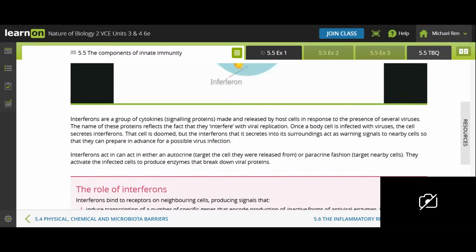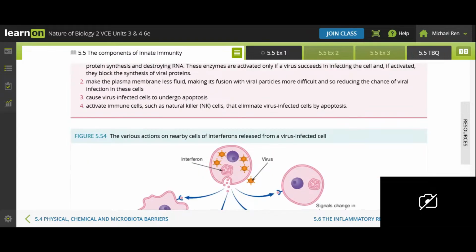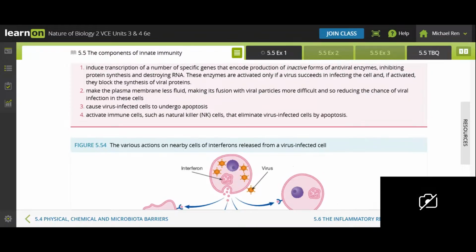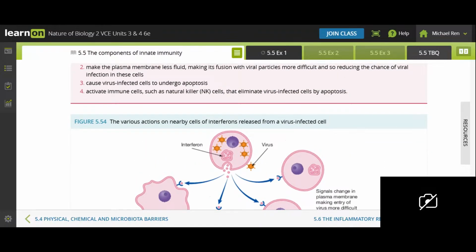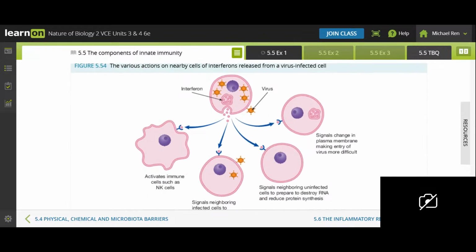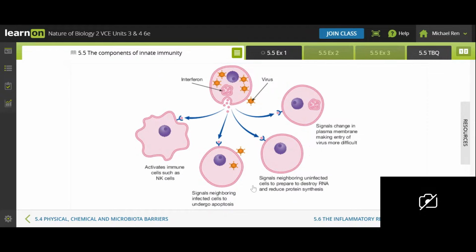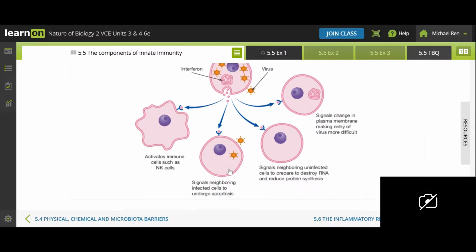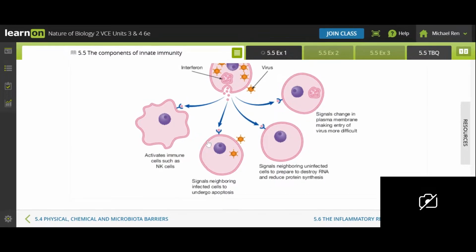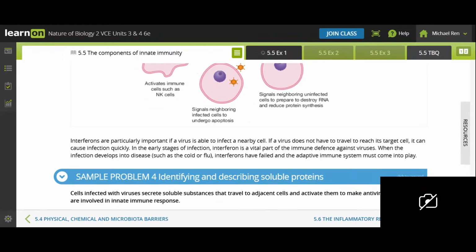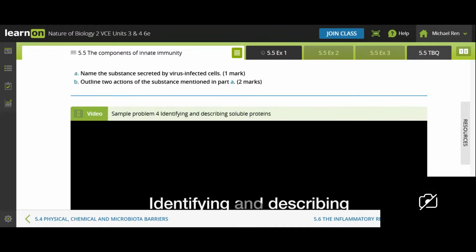And of course, wait, let me just check. Oh yeah, it activates another chemotaxis, and it causes the infected cell to kill themselves. So yeah, it's released and then they kill themselves. This is a very good one. Signal change, plasma membrane makes entry to the virus much more difficult. Nearby infected cells also undergo apoptosis, and immune cells, specifically the natural killer cells, just go in and kill them.